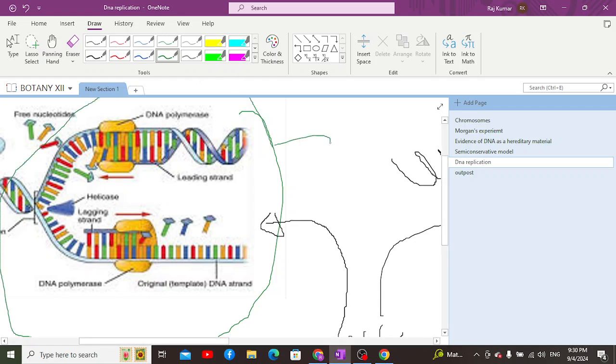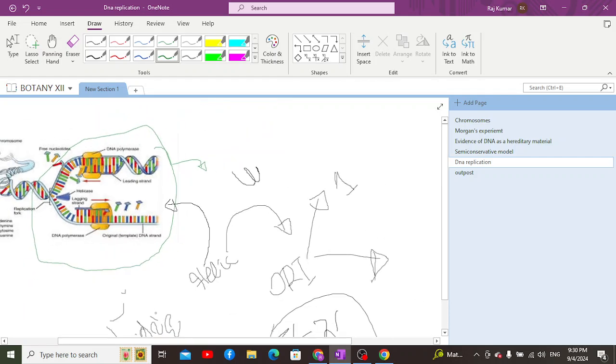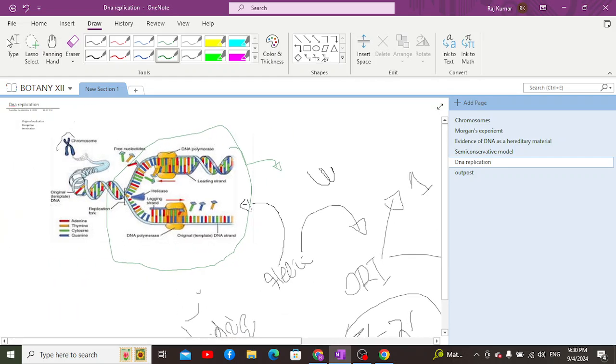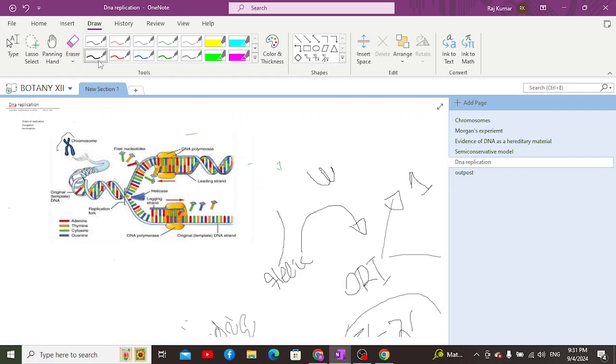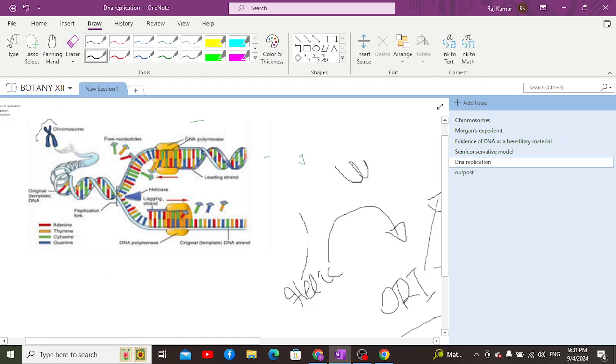That bubble is known as the replication bubble. And when the helicase enzyme breaks the hydrogen bonds between the two strands, it forms a Y-shaped, fork-type appearance, which is known as the replication fork. This Y-shaped structure is named the replication fork because it looks like a fork in actual. So it is a replication fork.